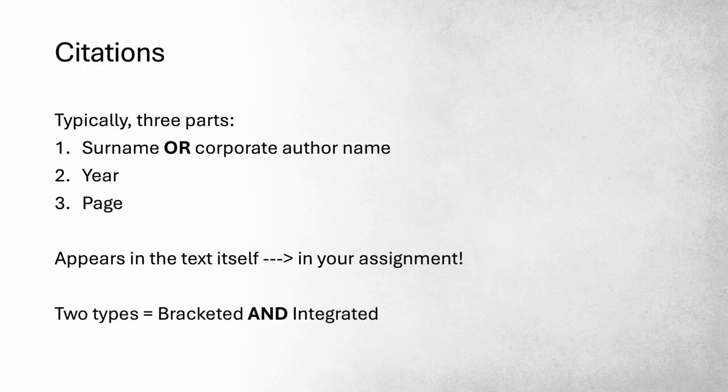In-text citations appear in the text itself, in your assignment. And there are two types: bracketed and integrated. Let's look at citations for direct quotes that come from a single page. So you're reading a book or you're reading a journal and you think, that might be a nice quote to put into my assignment to bolster what I'm trying to say.